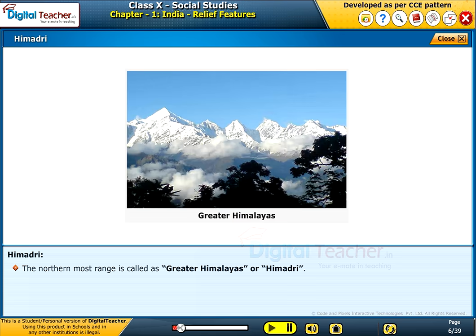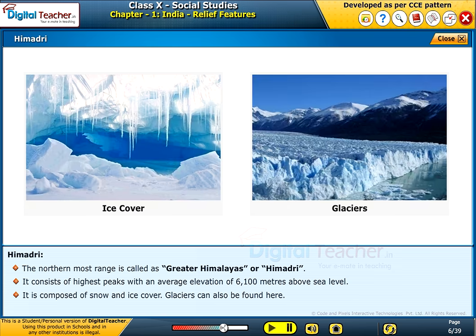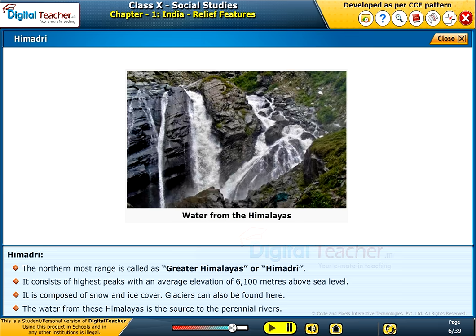Himadri. The northernmost range is called as Greater Himalayas or Himadri. It consists of highest peaks with an average elevation of 6,100 meters above sea level. It is composed of snow and ice cover. Glaciers can also be found here. The water from these Himalayas is the source to the perennial rivers. Let us now learn about the Himachal Ranges.